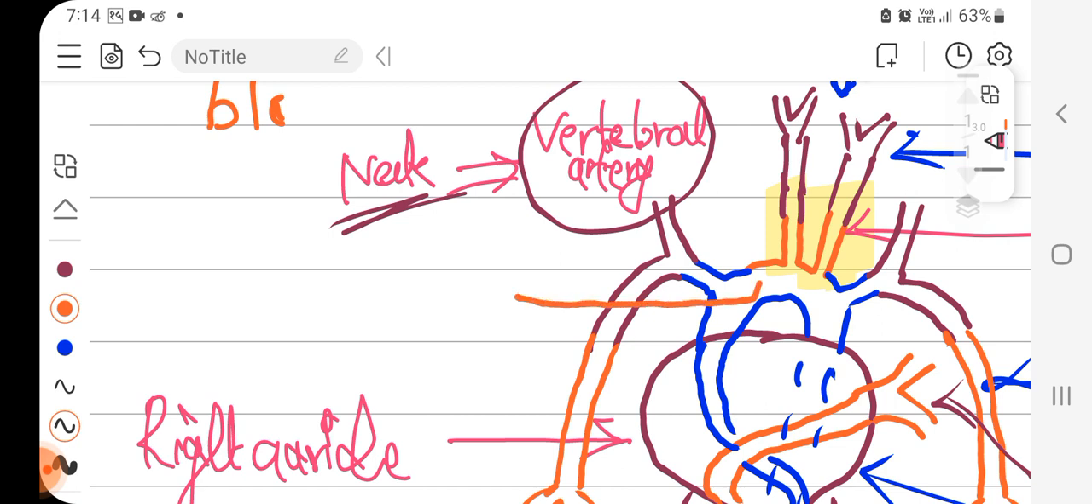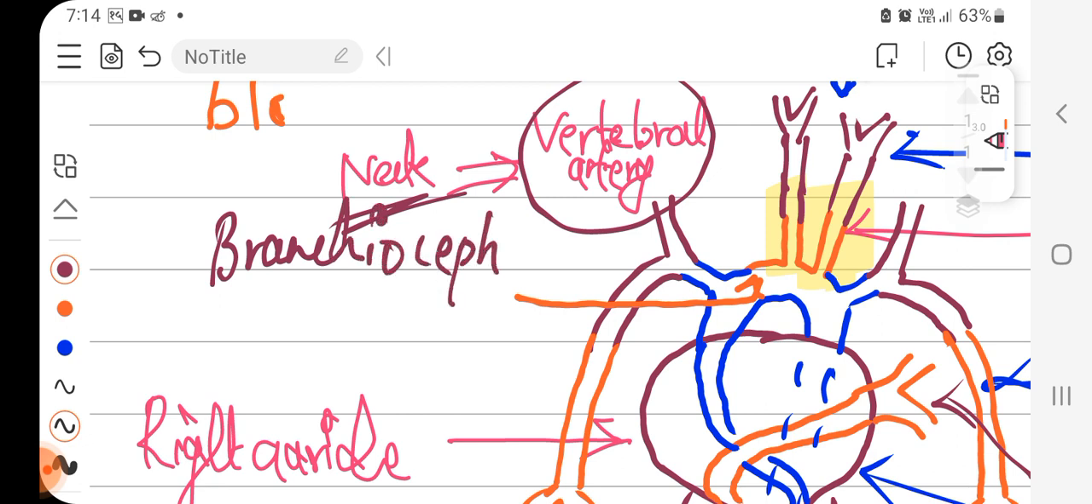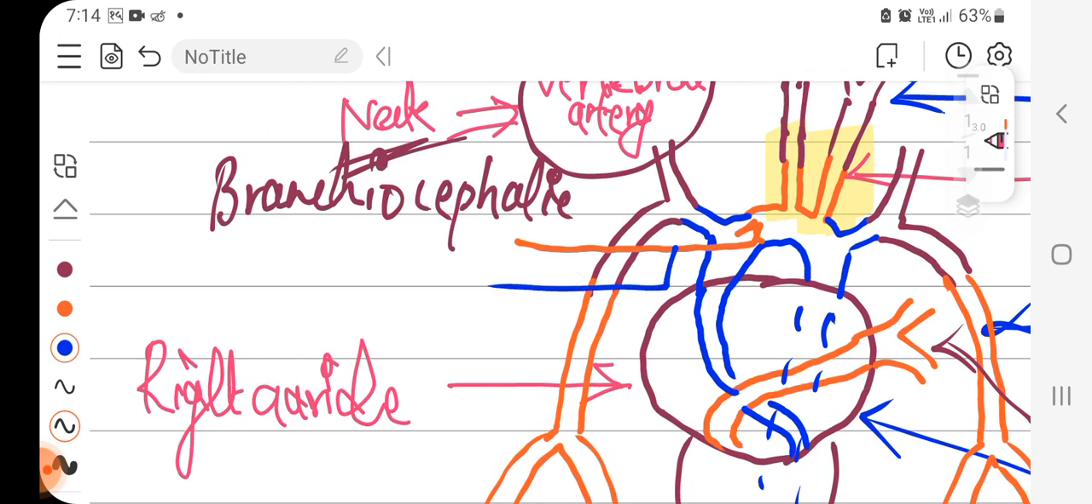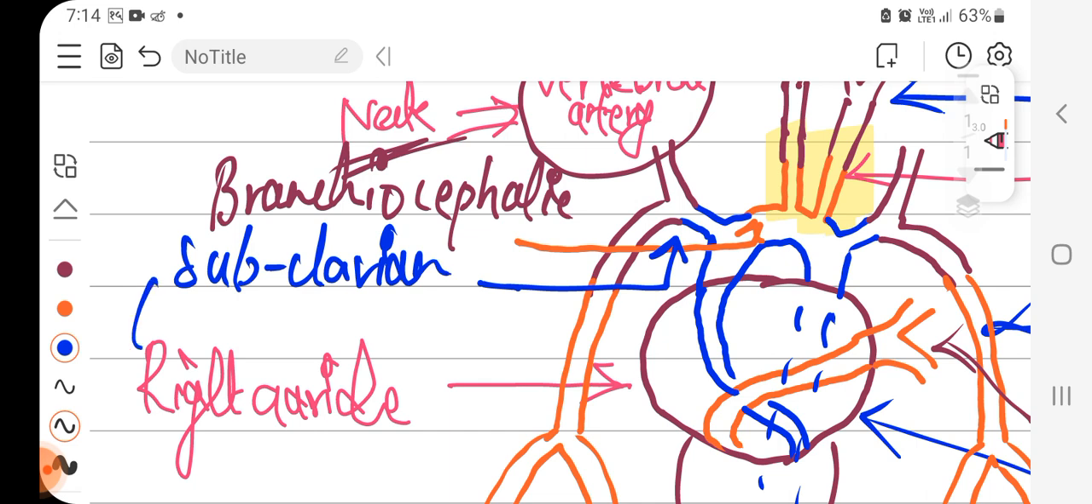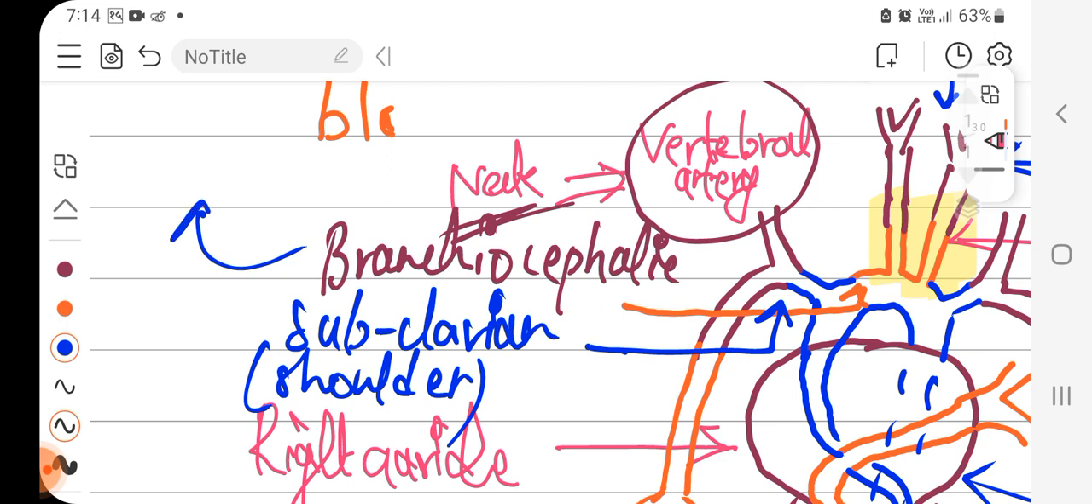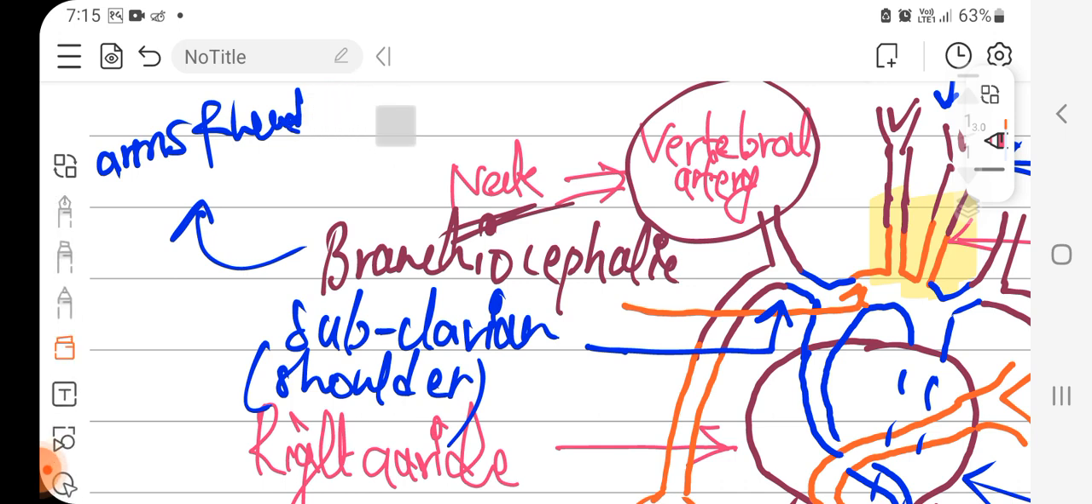This part, the division of different arteries, is known as the brachiocephalic artery. Brachiocephalic artery, and the division here is known as subclavian, shoulder. You can write subclavian shoulder, and in brachiocephalic you can write arms and head. You can write arms and head.